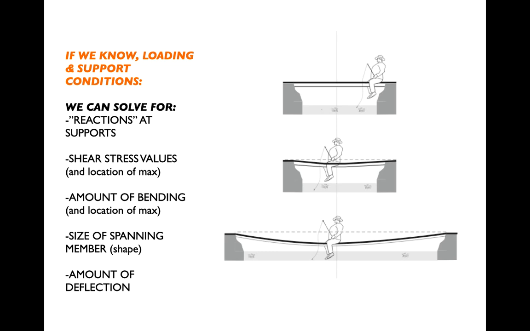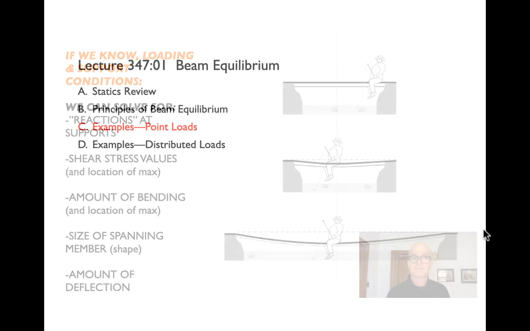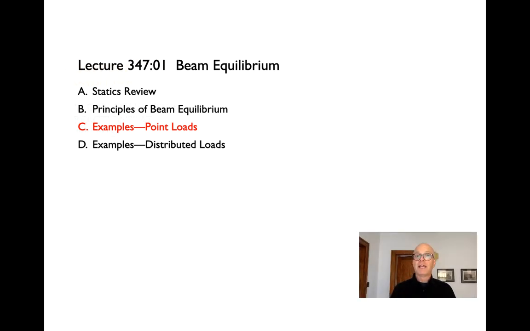We can use that to figure out where the beam is undergoing the most amount of shear, where it's undergoing the most amount of bending. We'll do all this in the next lecture. We can then come back and use those figures to figure out the shape and size of the spanning member, and then we can use that to calculate the amount of deflection that we're likely to experience. We will get into those concepts.